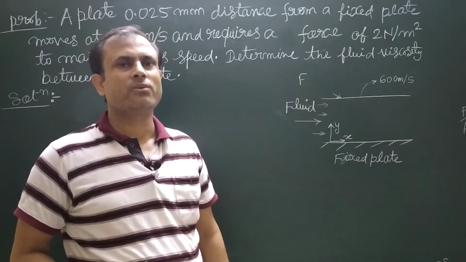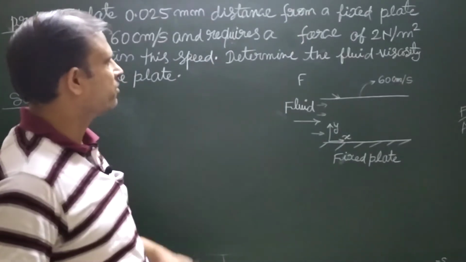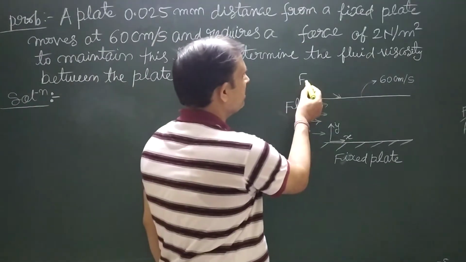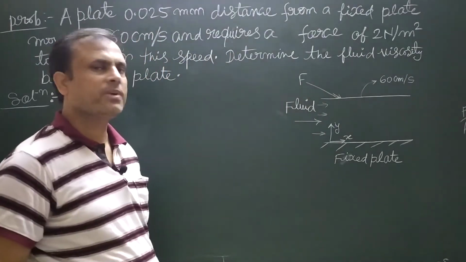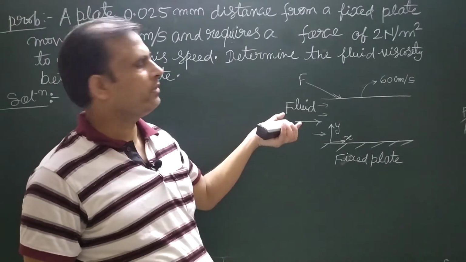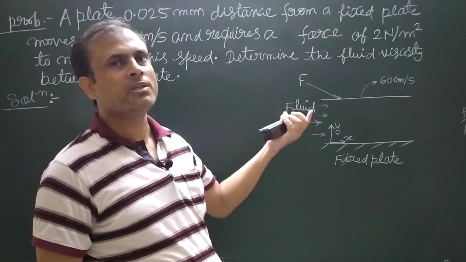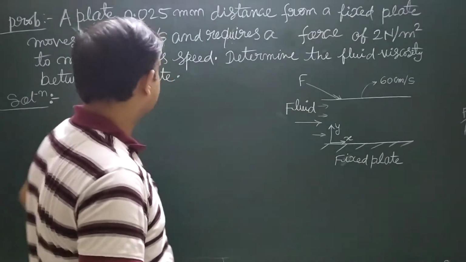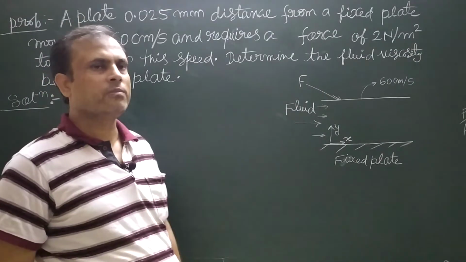So today we are going to solve this problem. Before solving this problem we will discuss Newton's law of viscosity. What happens when the fluid flows between two parallel plates in which one plate is fixed and another plate moves with the velocity of the fluid? What is Newton's law of viscosity in mathematical form?